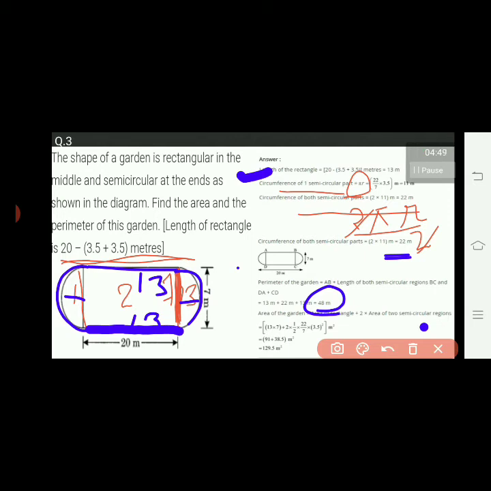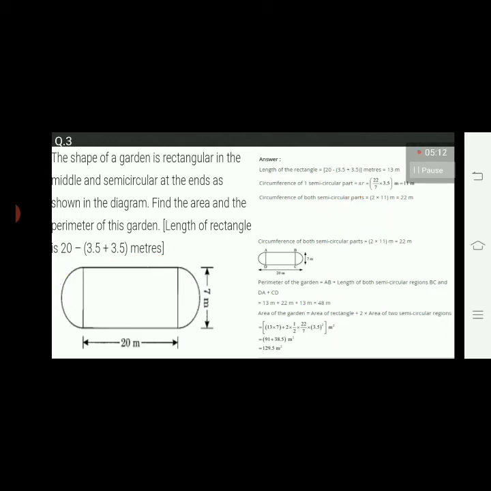Okay, now we have to calculate the area. So the area will also be the same as before: area of rectangle plus 2 into area of semicircular region. Area of circle is πr², and to calculate the semicircle, what we will do is divide by 2. And in total there are 2 semicircles. So here is the calculation of it.